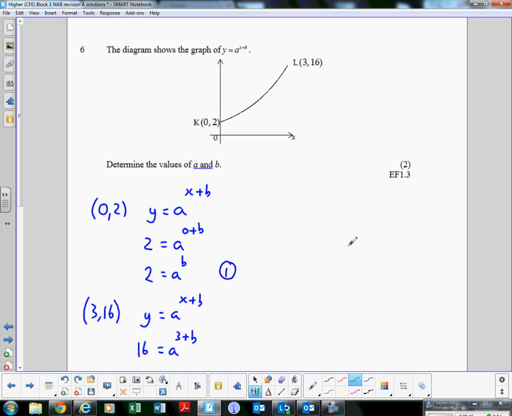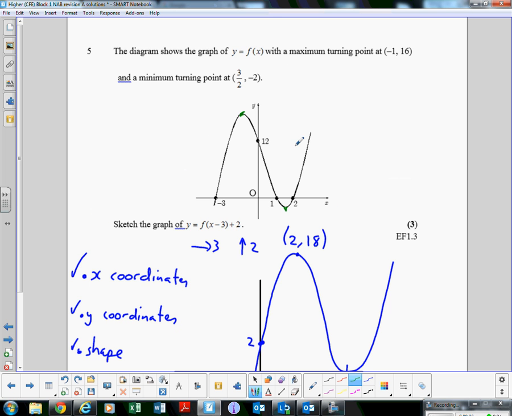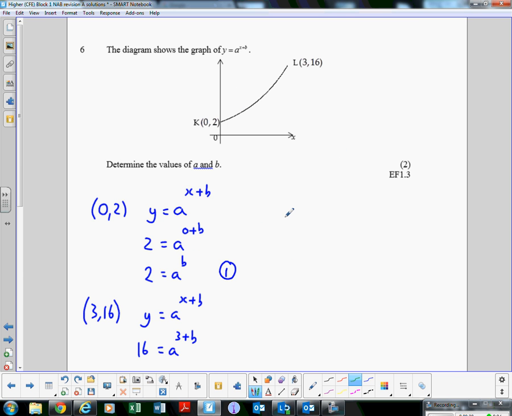Number 6. This is basically not a very good question, unless I'm totally misinterpreting the way to do it, for EF 1.3, which is expressions and functions 1.3. This is all about transformation of graphs, moving graphs left and right and up and down. We do have some information here, so I'll talk through the solution.